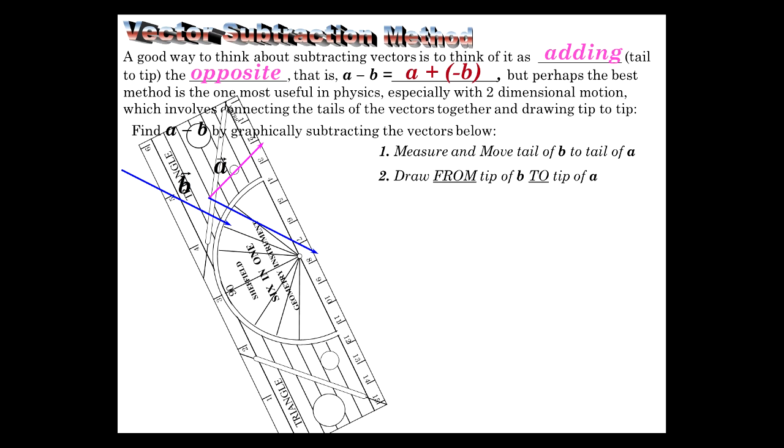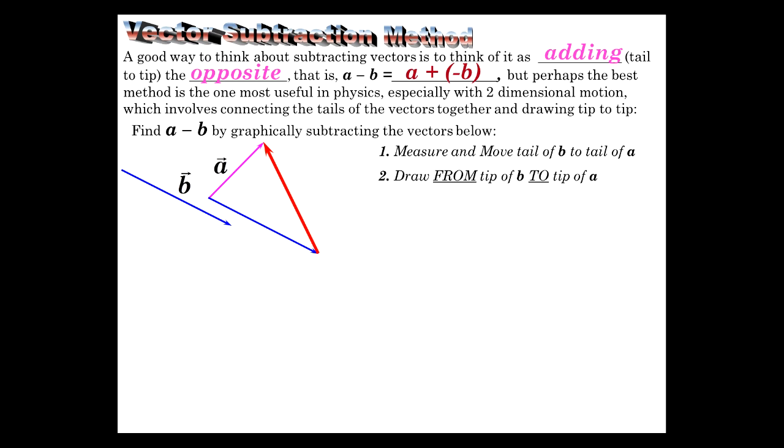So bring in your straight edge, and you draw the resultant, and you've measured it. You can measure it with an angle and all that. But that is representing vector A minus vector B. So let's check this by doing it the maybe more intuitive way, by adding the opposite, A plus negative B.